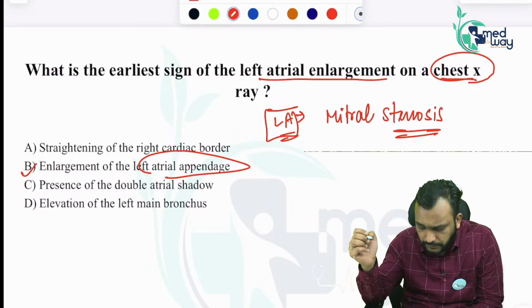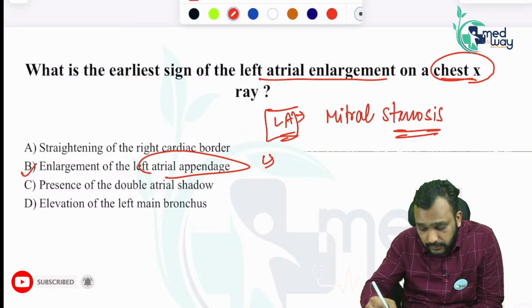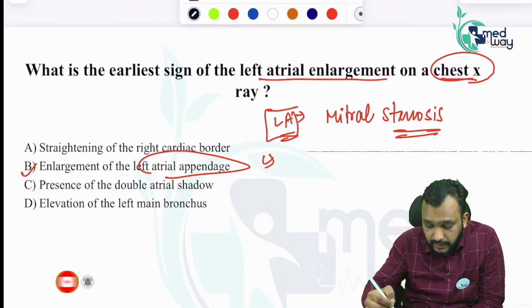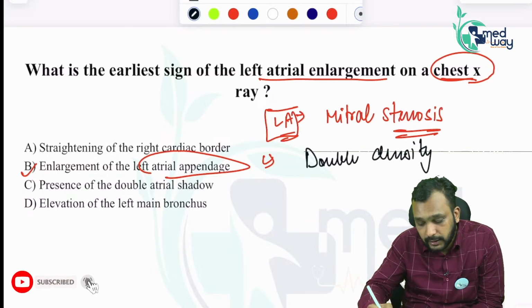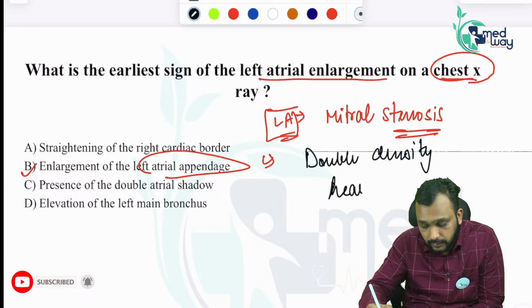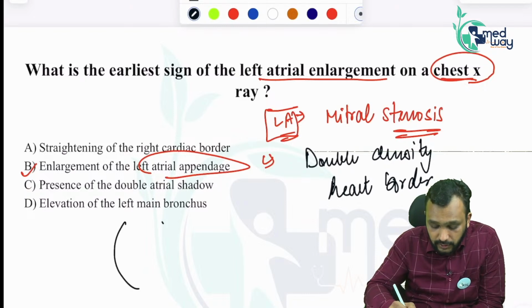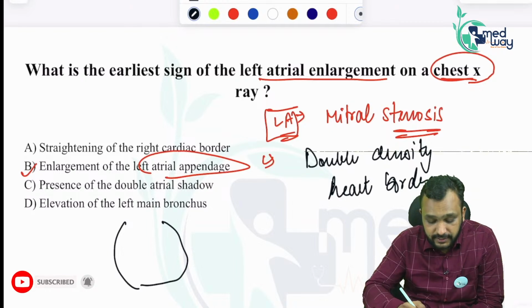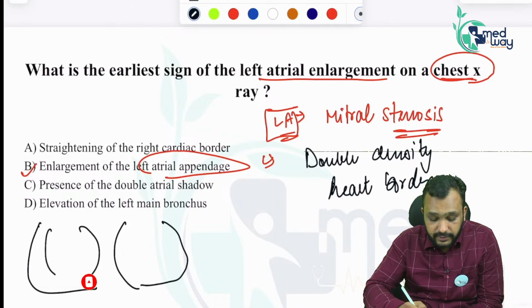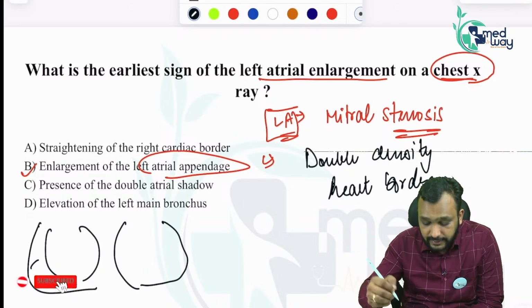Mitral stenosis. The important signs that you are going to see in patients with left atrial enlargement will be your double density sign or double right heart border. What normally happens is that there is a single right heart border seen on a chest X-ray, but in these patients you will see two right heart borders. So that is your double density sign.